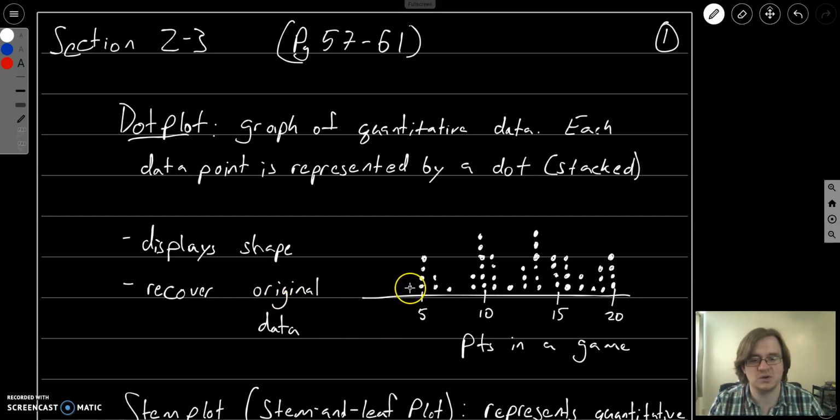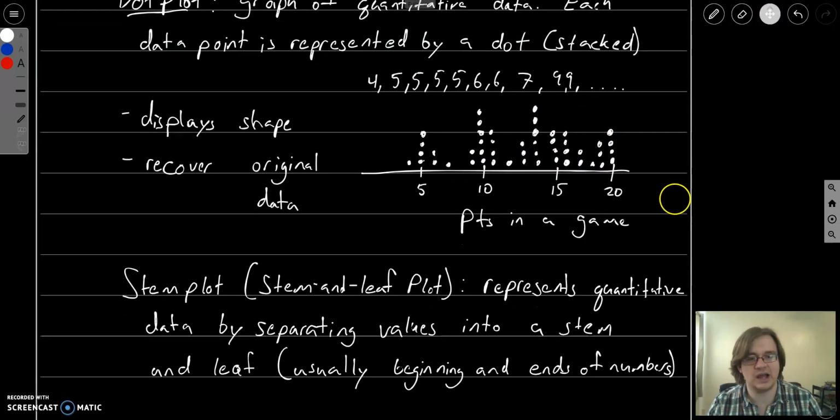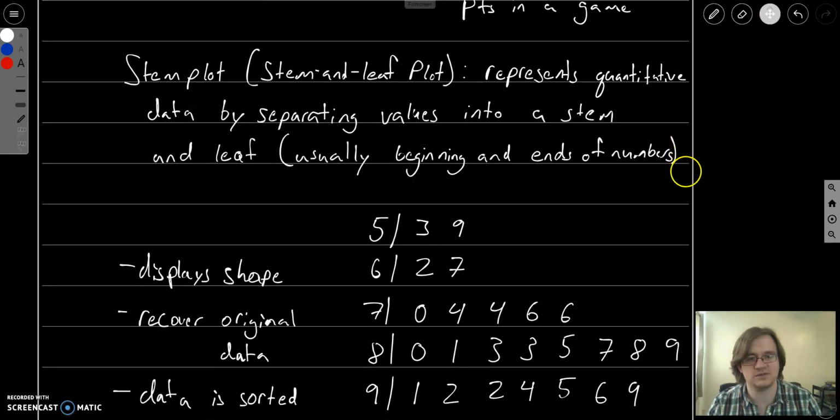So for instance, we know that the number 4 appeared once. So if I wanted to record the original data, I know that the number 4 appeared once, the number 5 appeared 4 times, and I could continue doing this. 6 appeared twice, 7 appeared once, 8 never, 9 twice, and I could write down the original data set for this as well. Not every graph you'll be able to do this for.